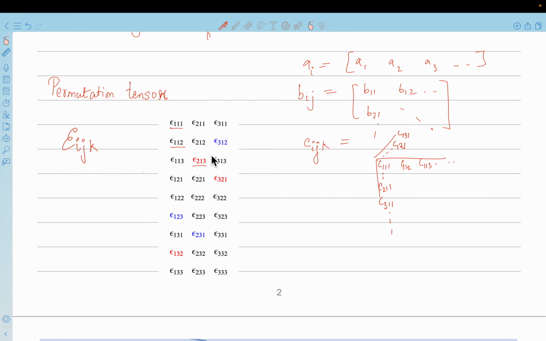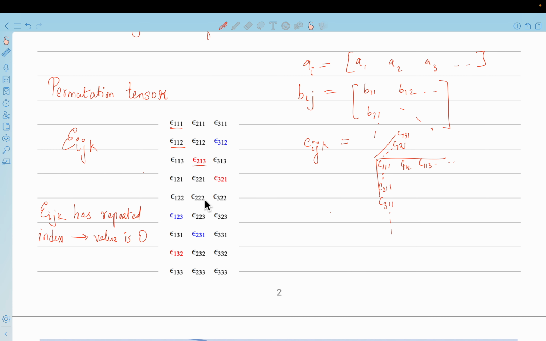Yeah, there is a repeating index. At least one is repeated. So 1, 1, 2 or all three of them are repeated. Okay, so if anything is repeated, then this becomes 0. So if epsilon ijk has a repeated index, then the value is 0. So here in this particular representation, all the black entries are actually 0.